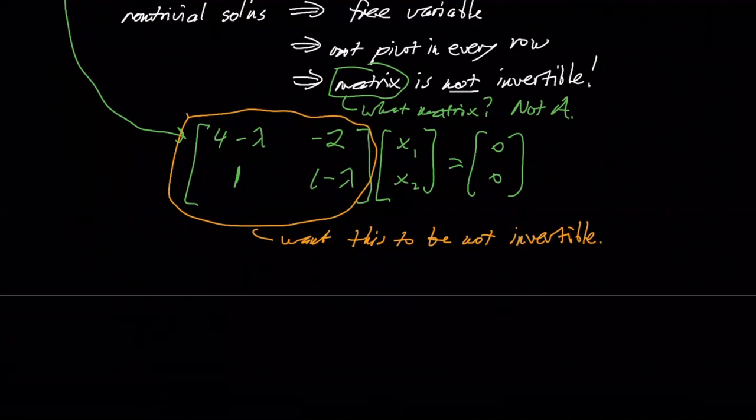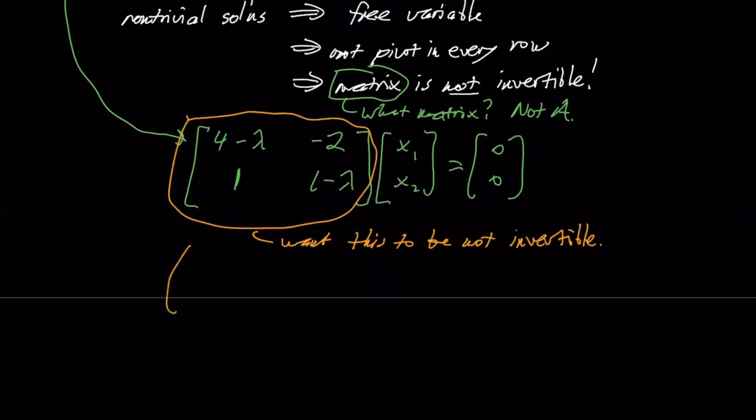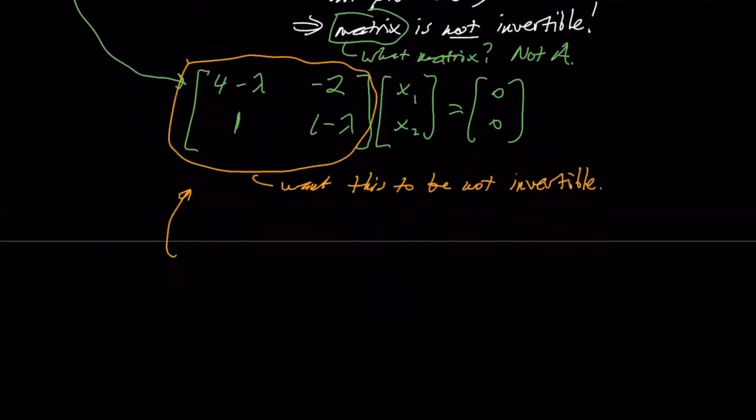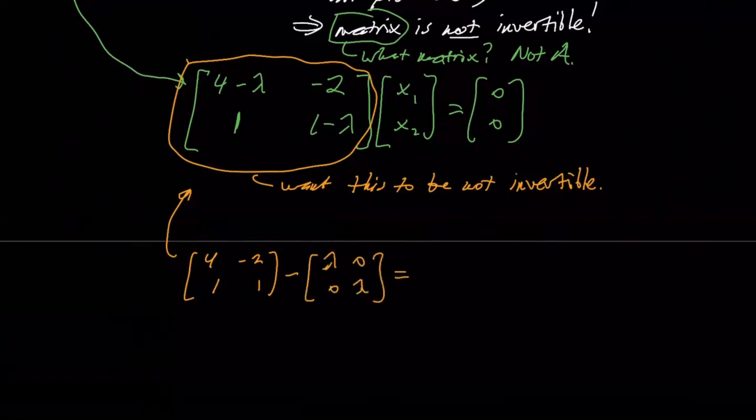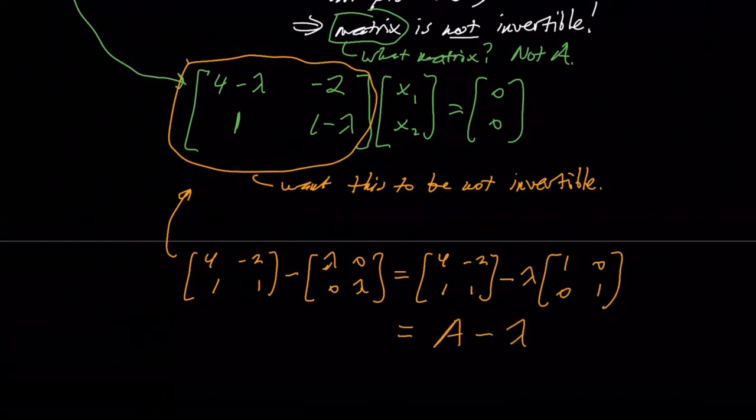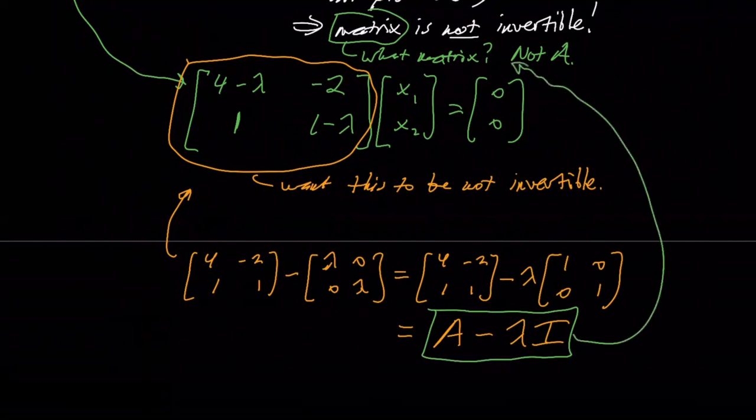So, by the way, what do we call this matrix? There's a nice way to rewrite it. If you think about it, it's really the matrix 4, minus 2, 1, 1, minus lambda 0, 0 lambda, which is our matrix that we started with, minus lambda times the identity. So this is actually written as A minus lambda I. If you look at any textbooks, this is the matrix that we end up caring about, A minus lambda I. That's the matrix we want to be not invertible.